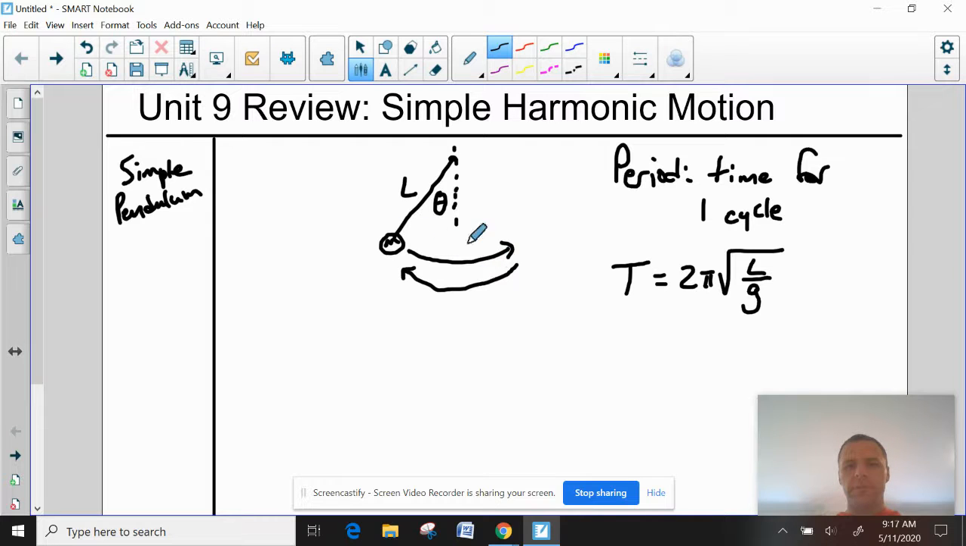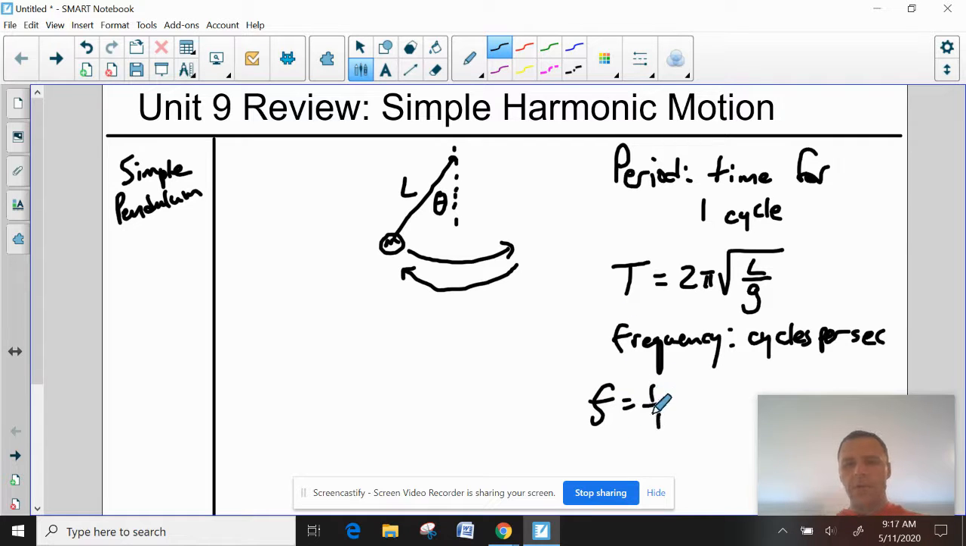So there you have the basics of a simple pendulum. We can also calculate the frequency of something when we know the period. The frequency is the number of cycles per second, and frequency is just 1 over the period.